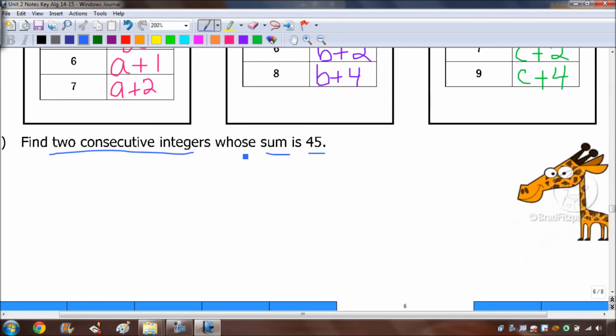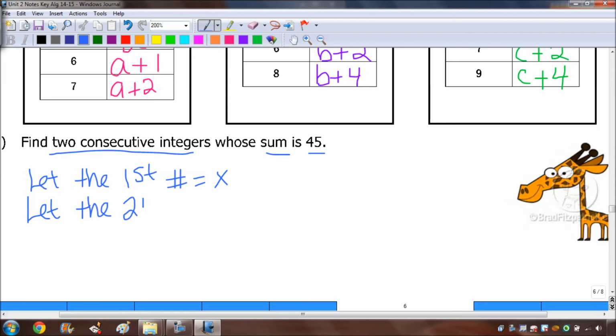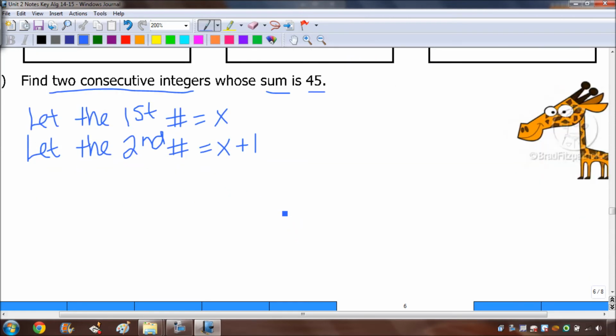So there are 2 numbers I don't know. So I'm going to say let the first number equal x. And that means that the second number, since they're consecutive integers, they come one after the next. So I'm going to say the next number is going to equal x plus 1. And then the sum of the integers is 45.